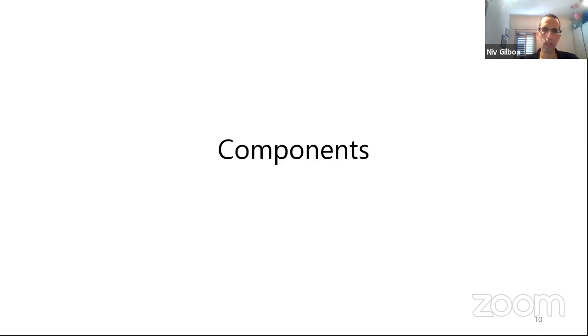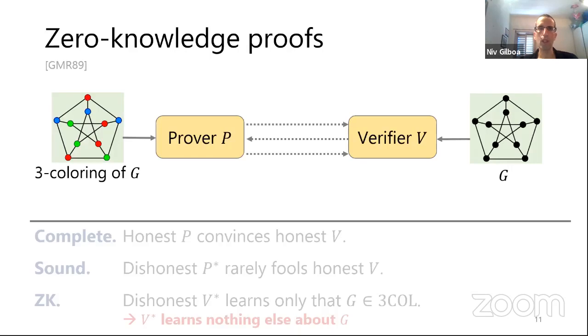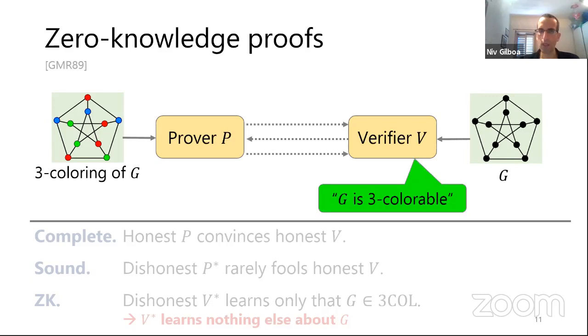Okay, so I'd like to talk a bit about the components we use in our work. We all know about zero-knowledge proofs. This is classical, from the work of Goldwasser, Micali, and Rackoff in the 80s. We have a prover and a verifier, and the prover wants to prove some statement to the verifier. Say they both have a graph, and the prover wants to prove that the graph is 3-colorable. They engage in a protocol, and at the end we want the verifier to know that G is 3-colorable, but nothing else.